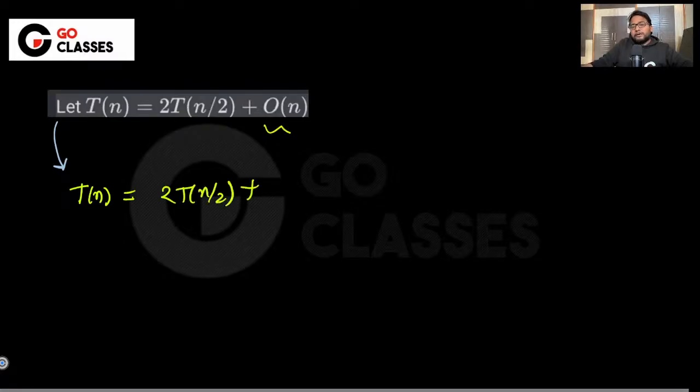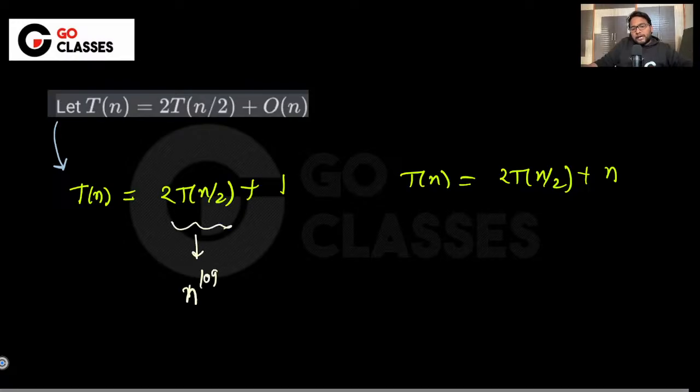This order of n can vary, right? That can be 1, that can be log n, that can be n also. So T(n) can be 2T(n/2) plus log n, or maybe plus n. It can be anything less than or equal to n. This quantity is n to the power log base b of a, and this quantity is n only, but this function can be 1. And if this quantity is n, this function can be n also.